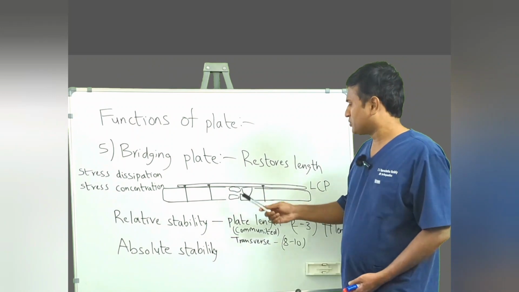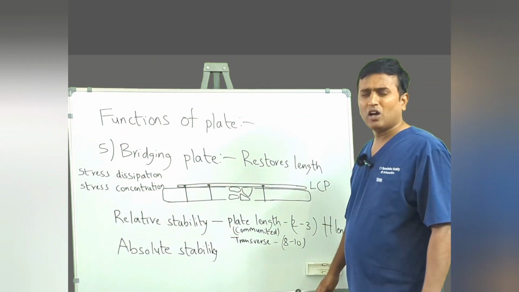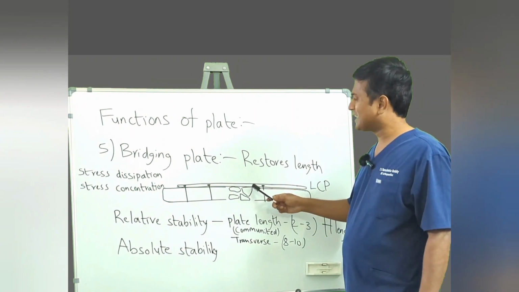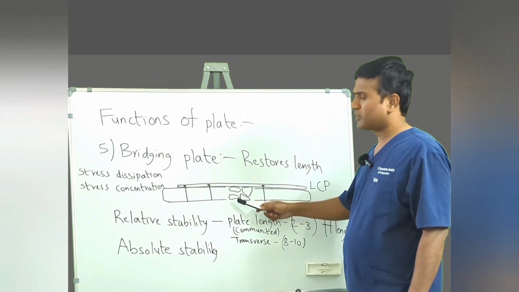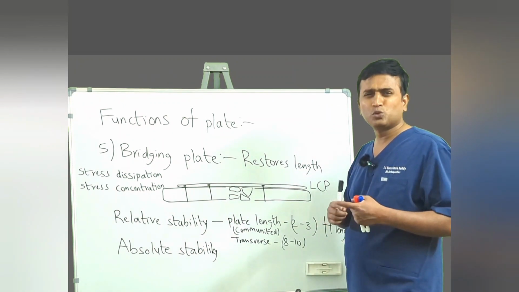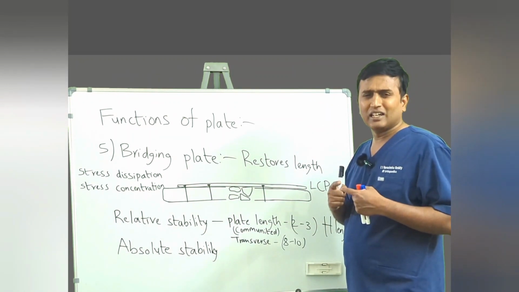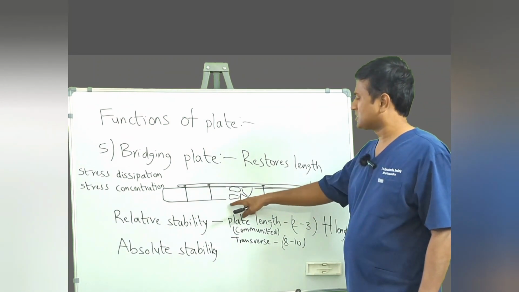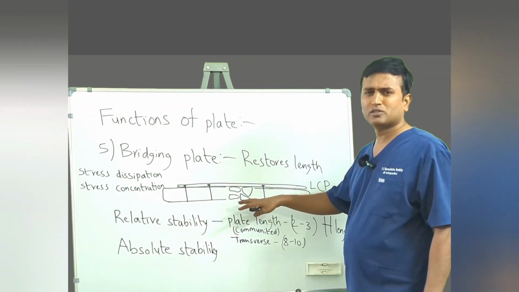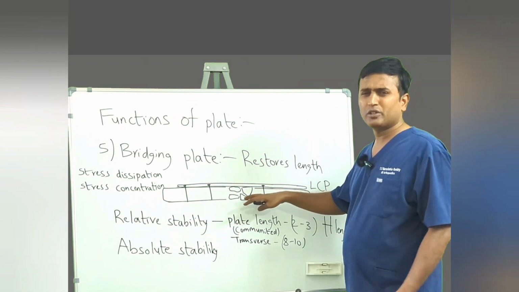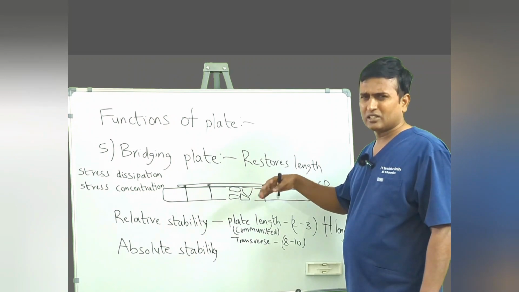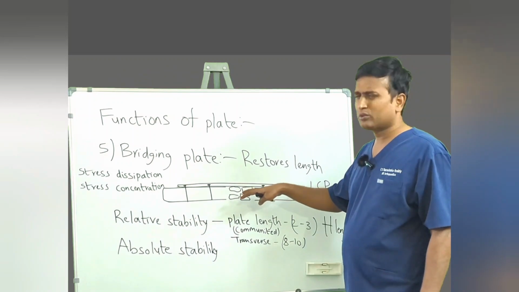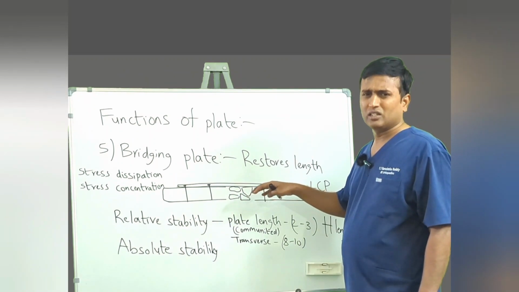Whenever we are using this locking compression plate, how much length should it have? Whenever we are using an LCP plate in a comminuted fracture, we are going to use 2 to 3 times the length of the fracture site. Suppose the fracture is comminuted and its length is around 3 centimeters. Now we decide the length by the number of holes. So if it is three holes, then we are going to use around 9 holes.